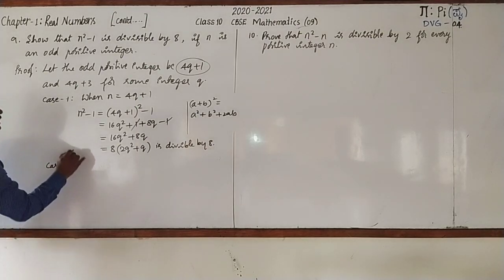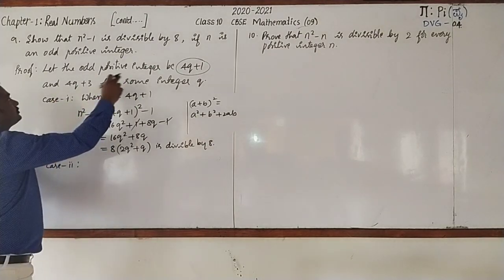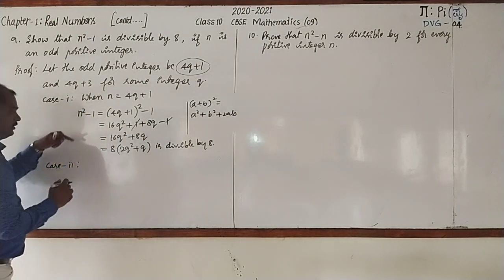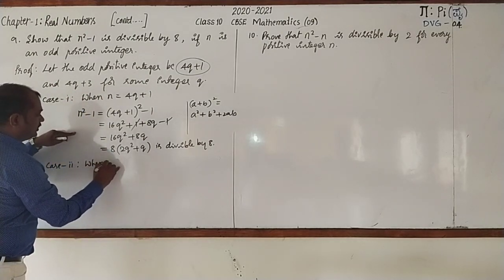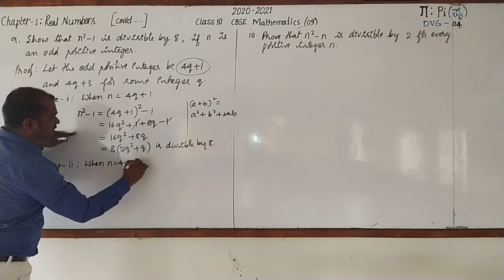Next, let's go for taking another case. Case 2. In this, we have to take 4q plus 3. When n equal to 4q plus 3.